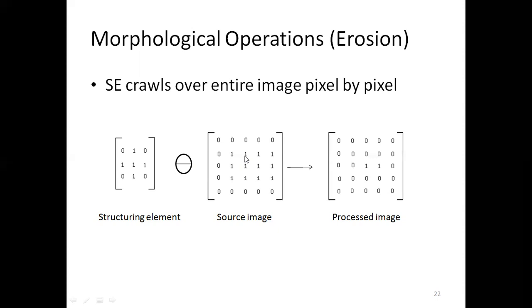But it has to be like, all 4 neighbor pixels have to be 1, and only then will the output pixel have value 1. So because of that, this pixel at the same place is marked as 0.